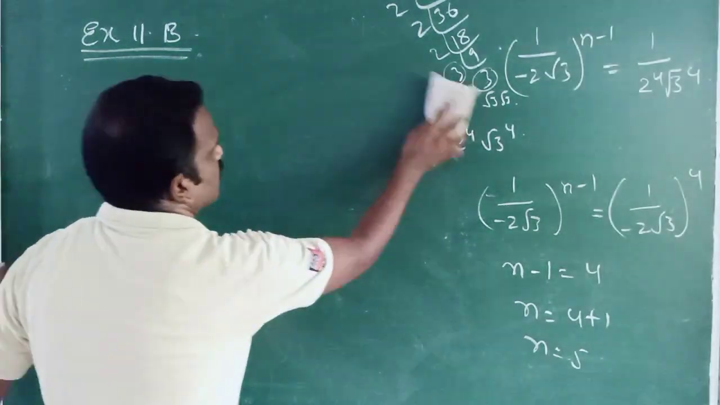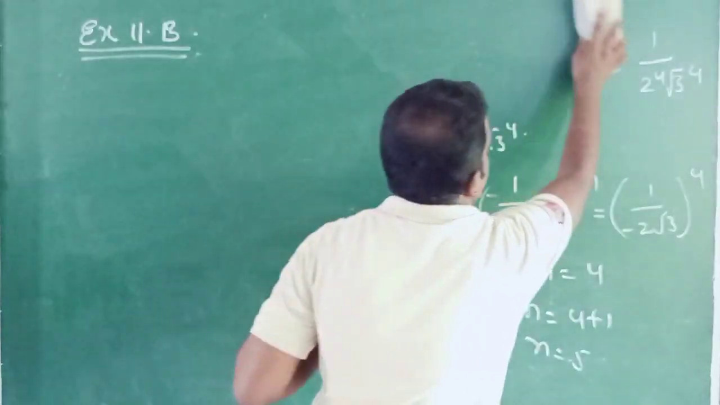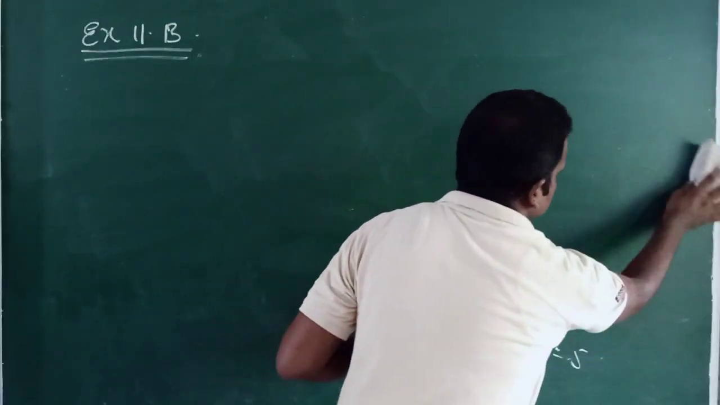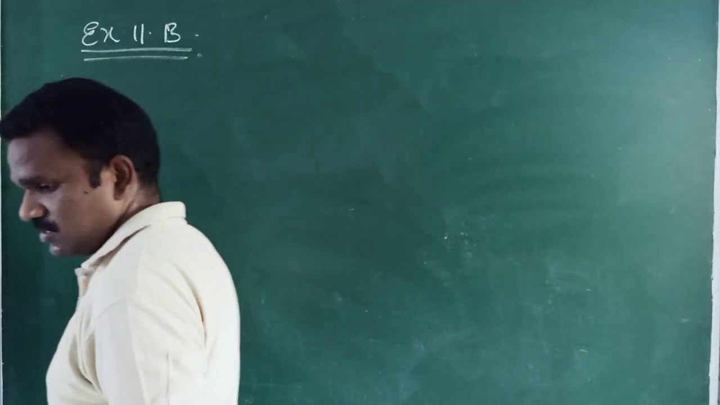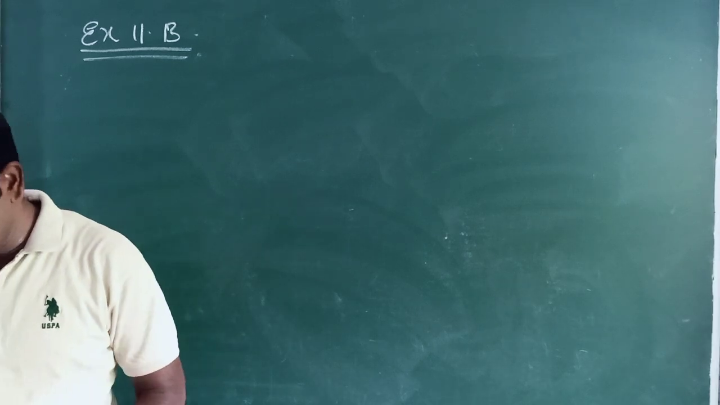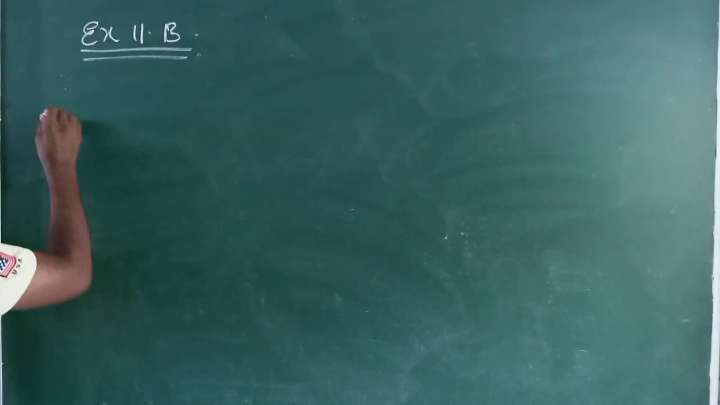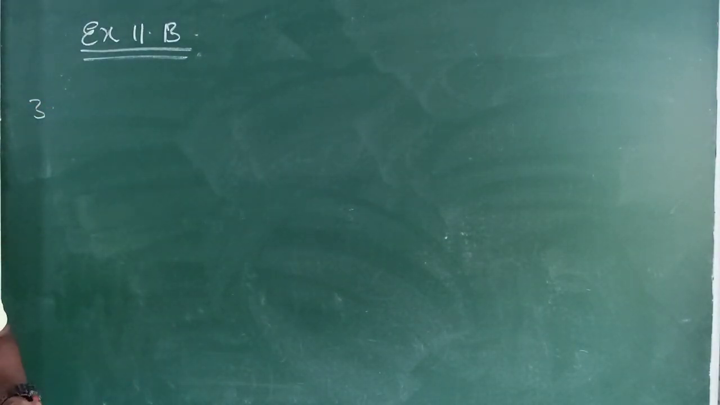Next, same model other sums. Just if you can do, you can do. I'll post these respective sums in your WhatsApp group. Let us see the fifth sum. Third sum, let us see. Second sum you try. Let us see the third sum.